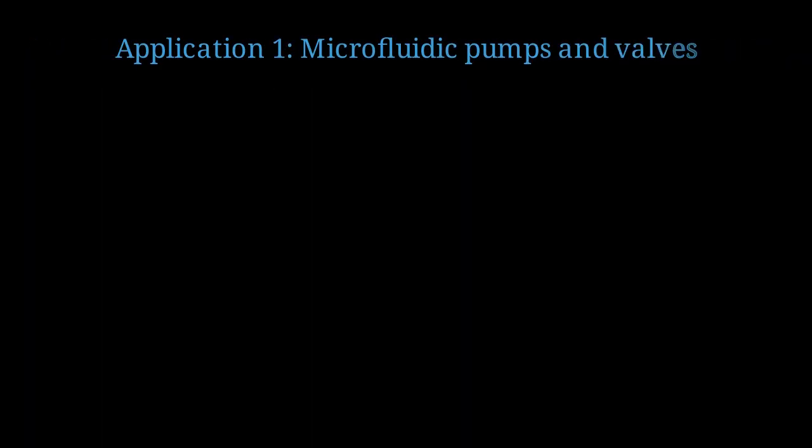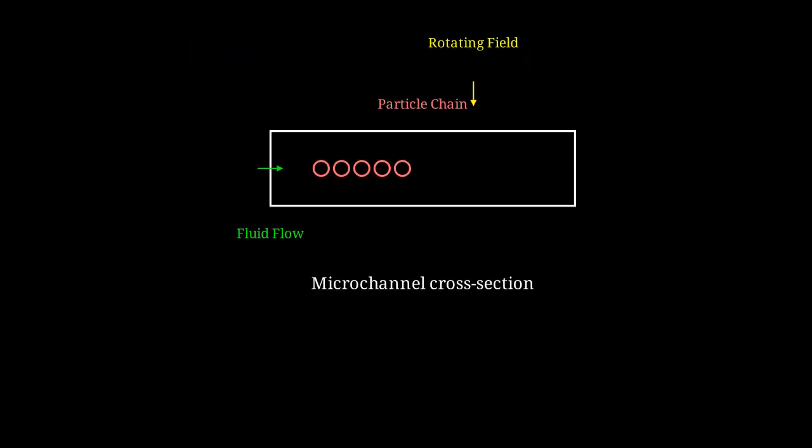Application 1. Microfluidic pumps and valves. Magnetic particle chains in microchannels can act as valves or pump fluids. In a microchannel, a chain of magnetic particles spans the width. By rotating an external magnetic field, the chain rotates and pumps fluid. Changing field orientation can open or close the valve.